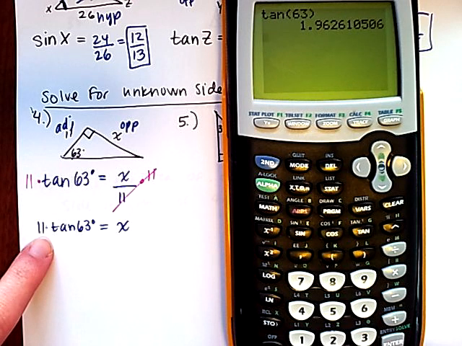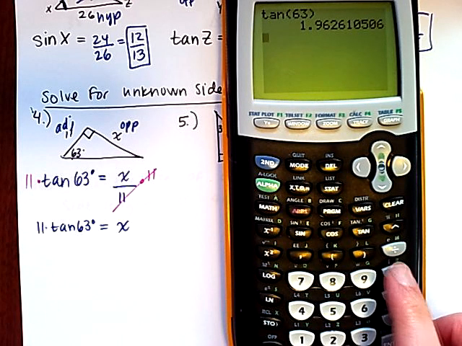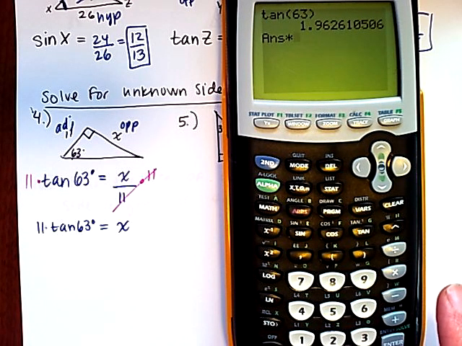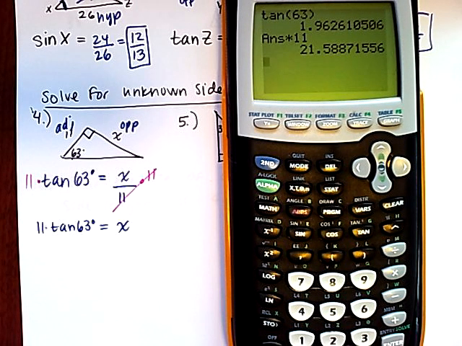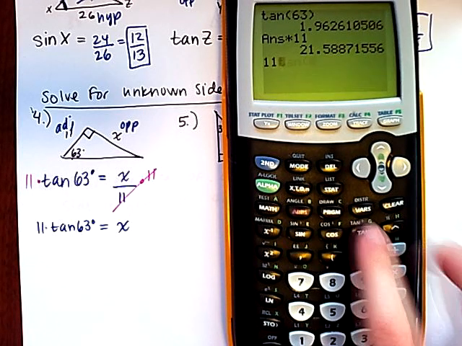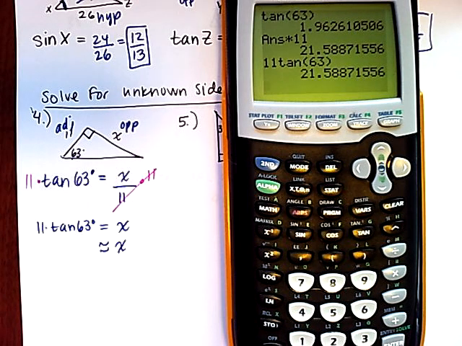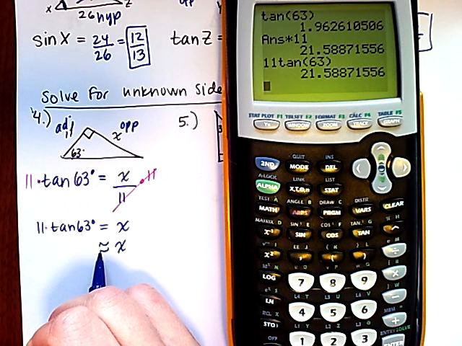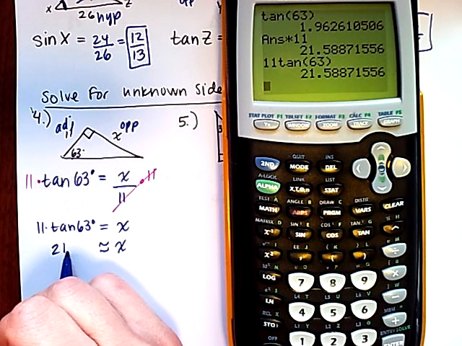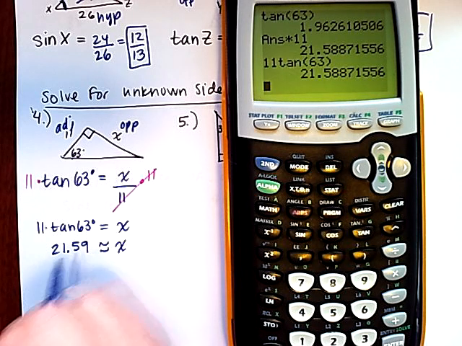So I could do it one of two ways. One way is to type tan of 63, and then if I immediately just push the multiplication sign, it pulls my previous answer, and then I could say answer times 11 and get my answer. I could have also just typed in one line, 11 times tan of 63 and gotten the same answer. Now, the key is that I'd rather not round until the very end. So this is the point at which I would round. So I'd say x is approximately, and I'm going to round to the 100th, 21.59. And that would be the side length of that missing side.